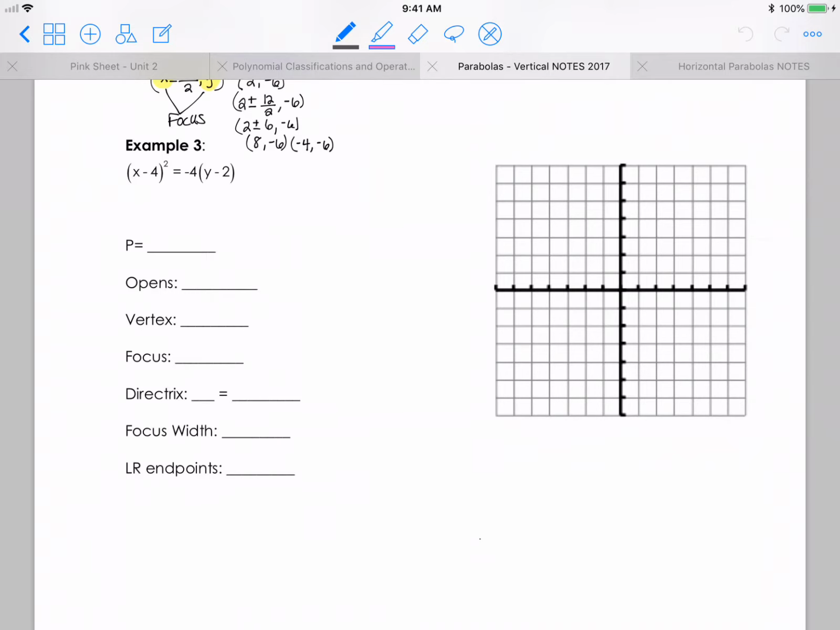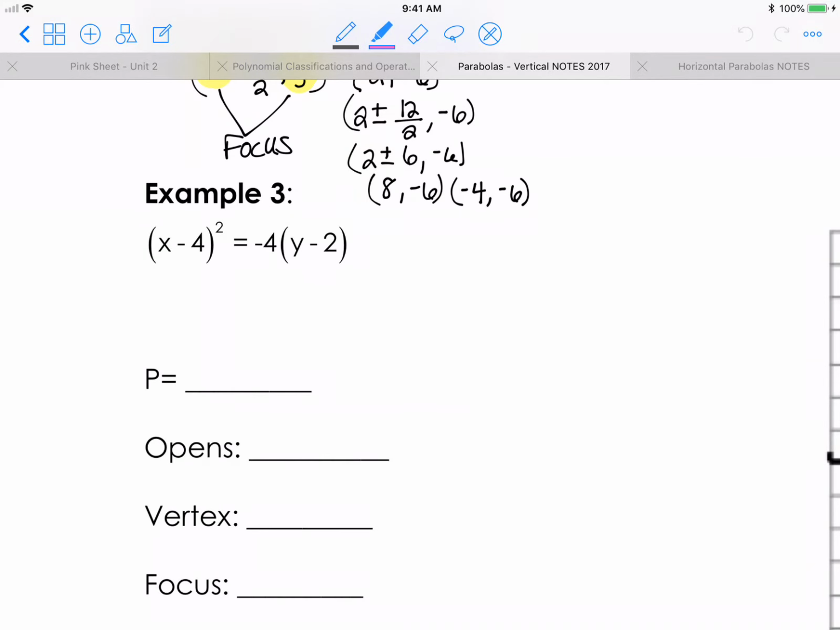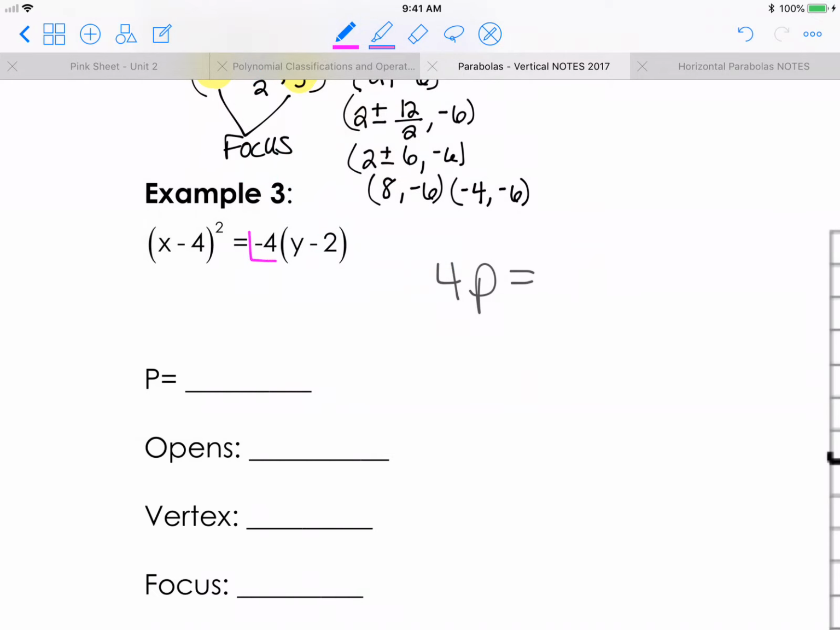So remember, the first thing we need to do is find that P. So when we're looking here, 4P is equal to, you set it equal to this number right here. So this would be -4. And now we're just going to solve for P. So divide by 4, divide by 4. This P becomes -1.